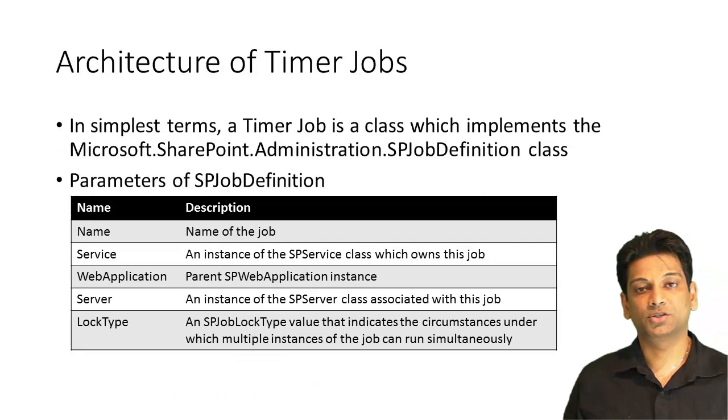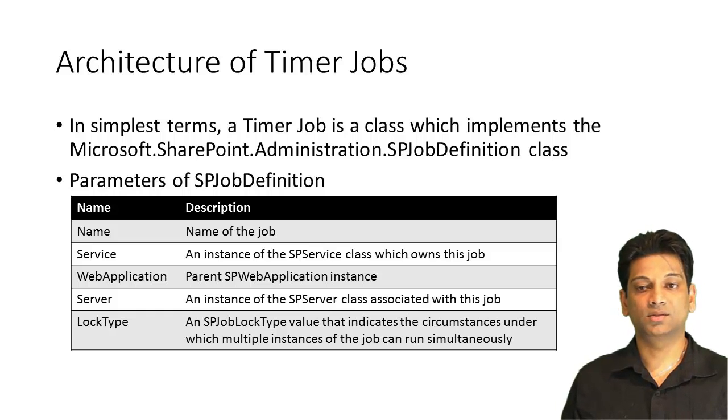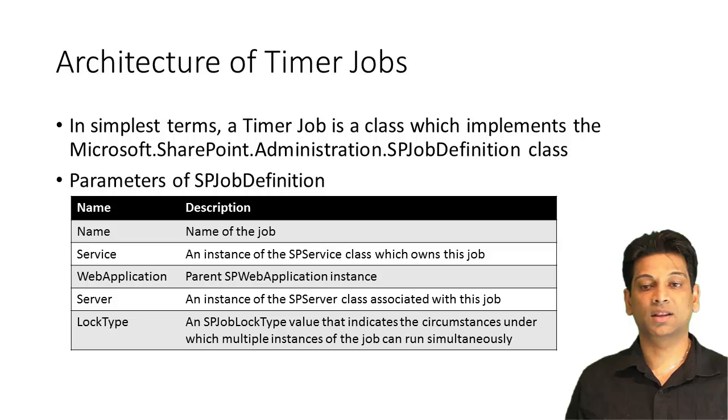Let's talk about the architecture of a SharePoint timer job. In simplest terms, a timer job is a class which implements the SPJobDefinition class. That class has parameters: the name, the service, the web application, the server, and the log type. The service is an instance of the SPService class which owns this job. The web application is the parent web application instance for that timer job. The server is an instance of the SPServer class, and the log type determines the circumstances under which multiple instances of the job can run.